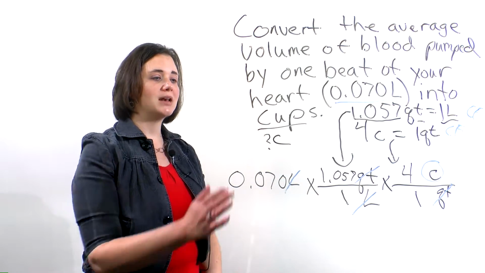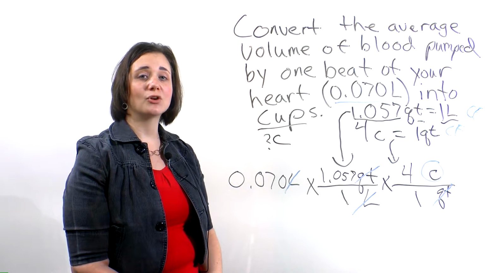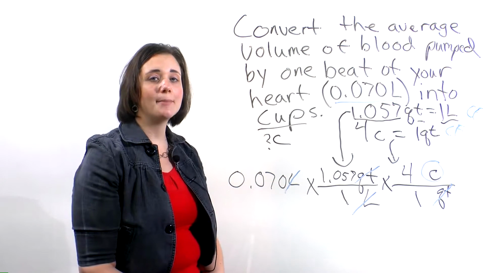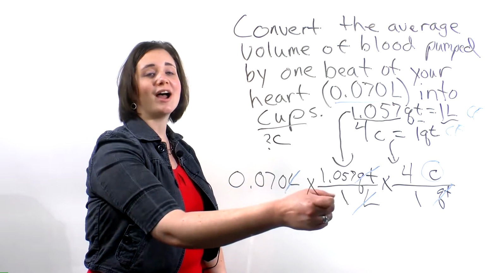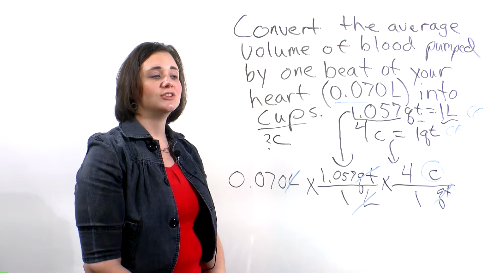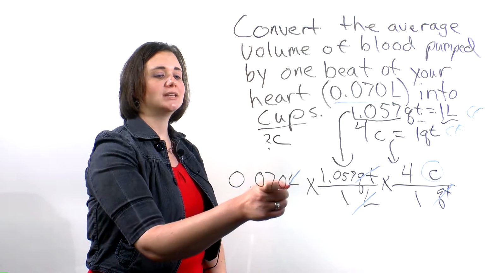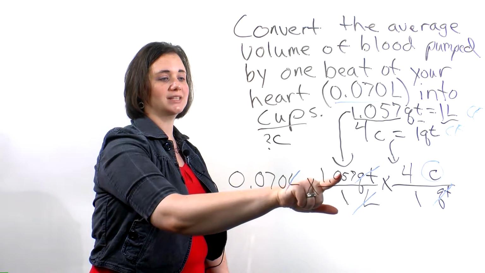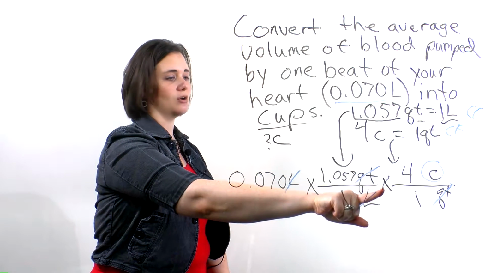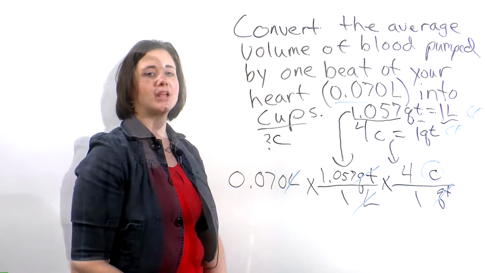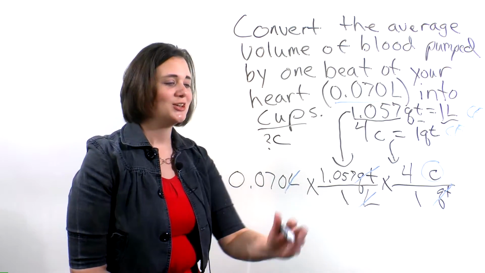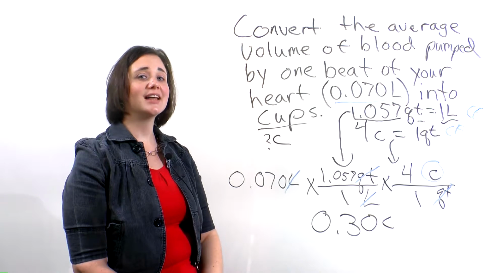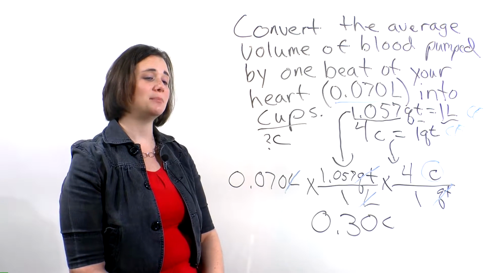Once I have my numbers filled in, remember my next step is to do my math correctly and punch it in my calculator correctly. Remember, we punch in multiply for any number that's on top, divide for any number that's on bottom, and we don't have to enter ones because they won't affect anything. So punch this in your calculator. 0.70 times, because this is on top, 1.057 times, you don't have to hit equals, 4. If you punch it in your calculator correctly, you should get 0.30 cups. That's how much blood your heart pumps every time it beats.